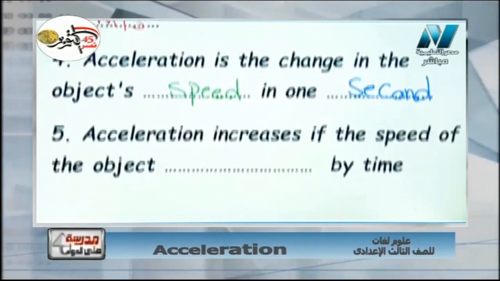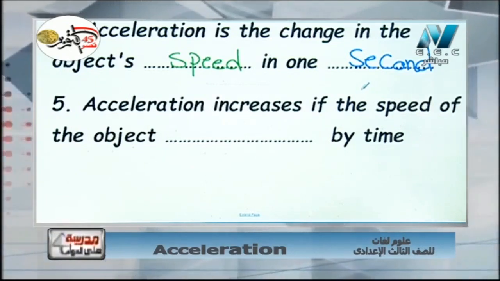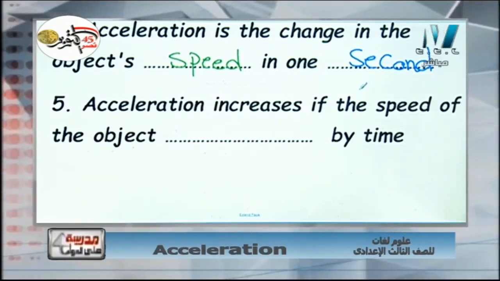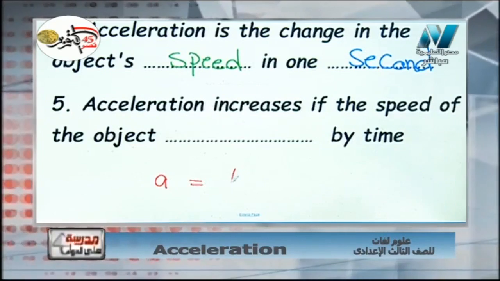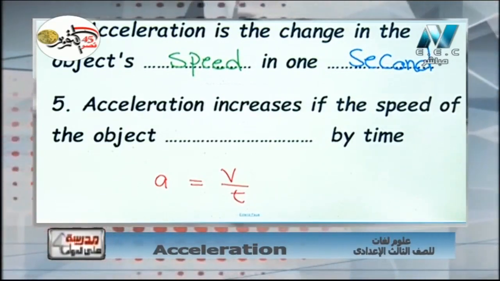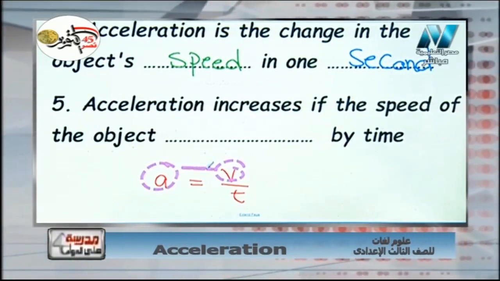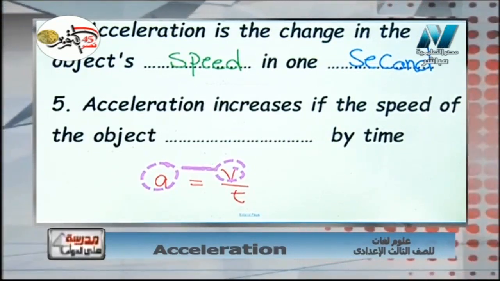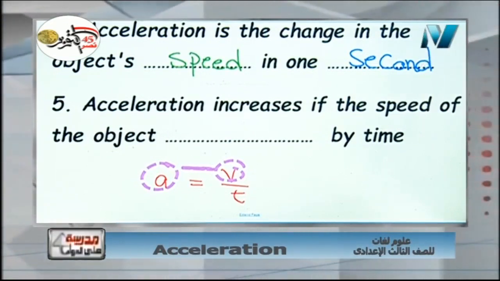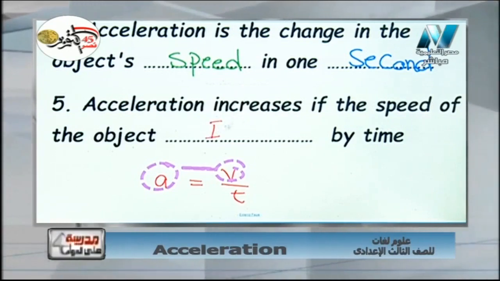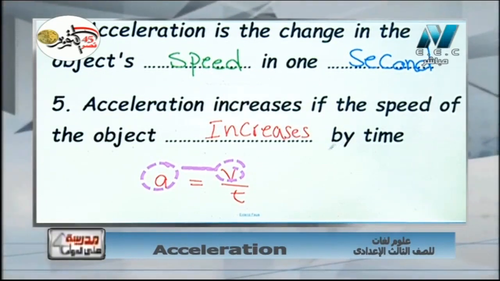Number 5: acceleration increases if the speed of the object increases by time. Again, let's start from it. Acceleration equals V over T. So the relation between acceleration and the speed is directly proportional. So if acceleration increases, the speed of the object increases as time passes, or by time.